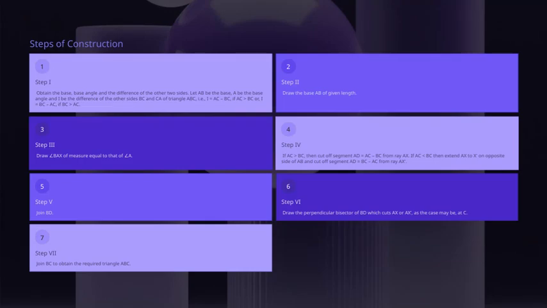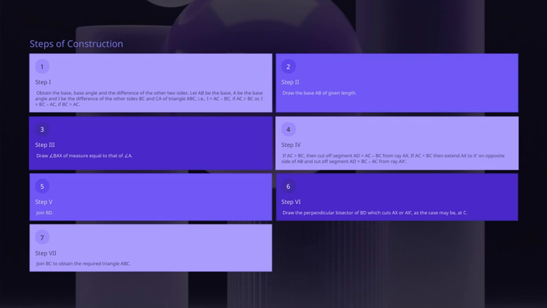Now let's look at the next step in our construction. We draw the perpendicular bisector of segment BD. This line will intersect either AX or its extension, depending on the situation, at a point C. This step is crucial because it helps us establish a key reference point for our triangle.